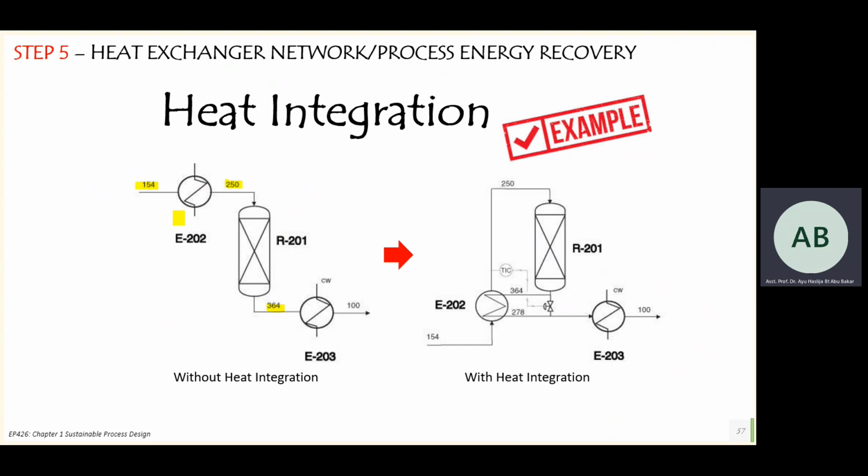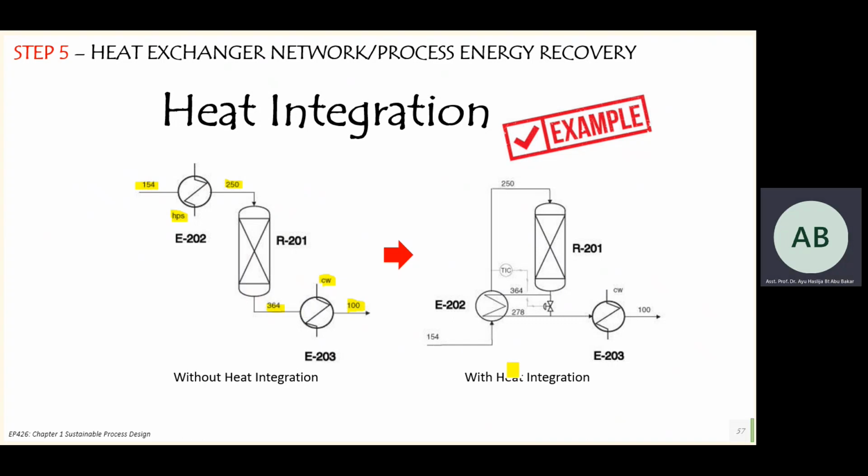So to heat up the stream, you will need HPS. What is HPS? High pressure steam. Okay, so heat up using high pressure steam to 250. Then the output temperature needs to be cooled down to 100 using CW. What is CW? Cooling water. Okay, cooling water, chill water. Now this is before the heat integration, without heat integration.